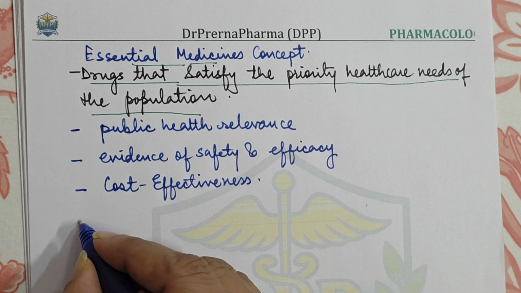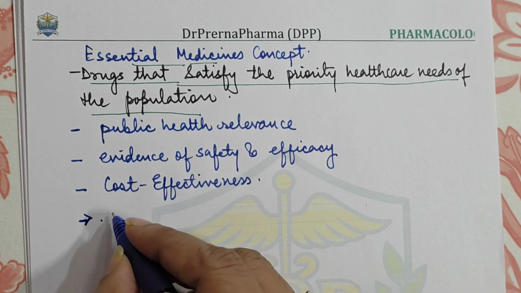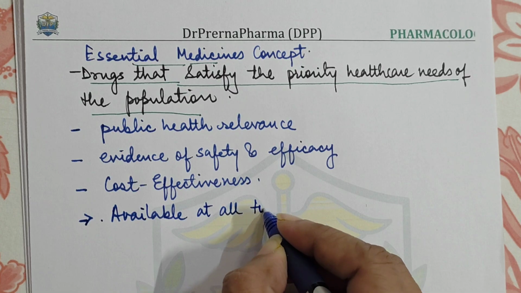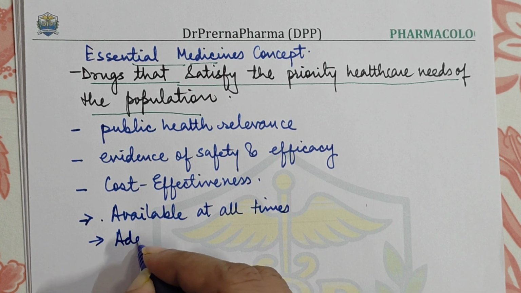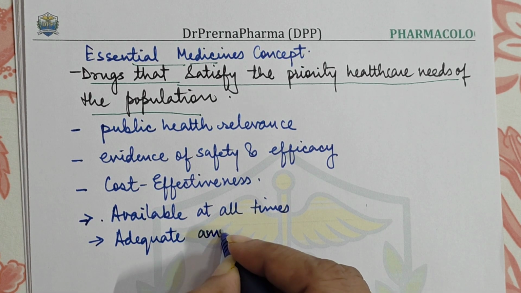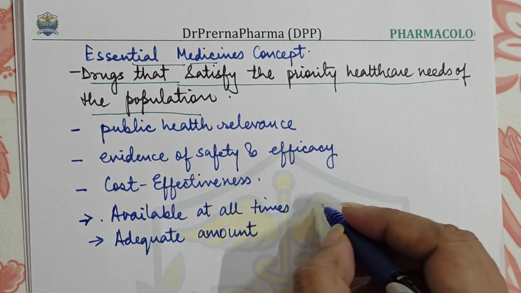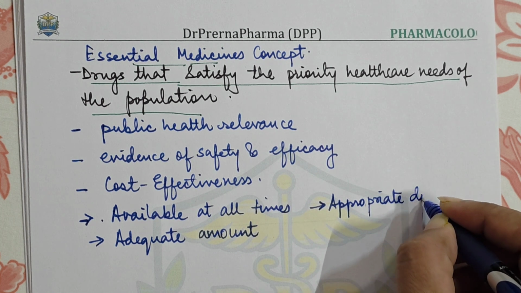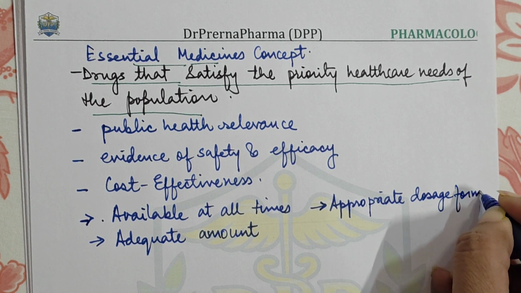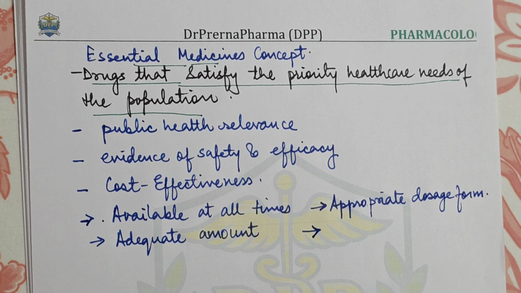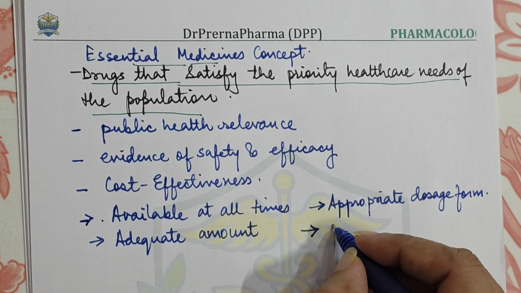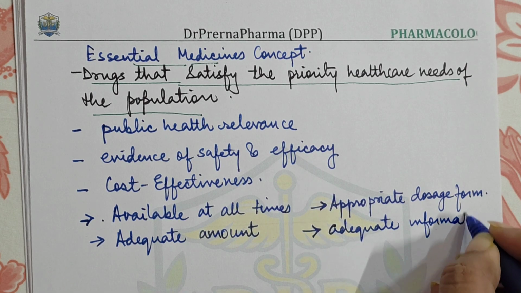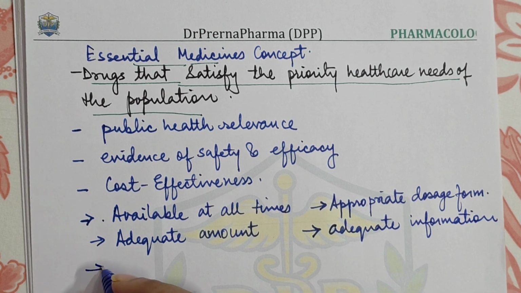So essential medicine, again I'll say, is something which should be available in the system at all times, right? It should be available in adequate amount. It should not be that if there is a problem and more drug is needed, then it is not present. It should be available in appropriate dosage form. What is the dosage form? It is the form in which the drug is given. So if you want a drug in tablet and it is available in injection, it is not going to be useful. And it should be available with adequate information, it should not be a very rare kind of drug about which nothing is known.